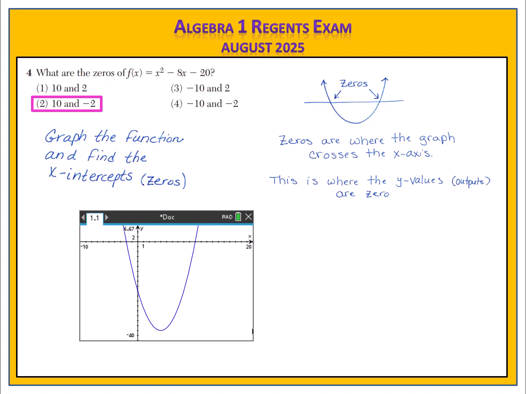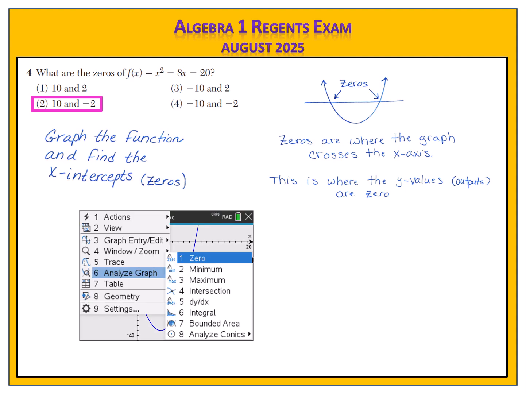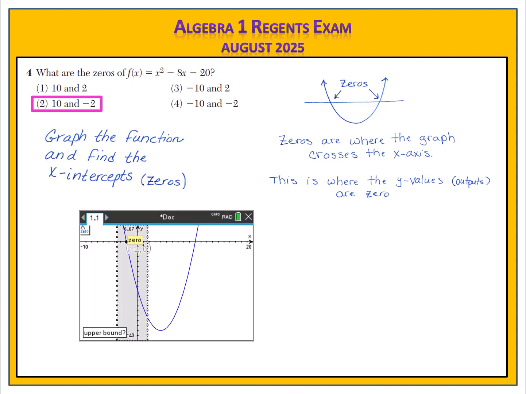There are 2 zeros on this function. We'll use the menu, Analyze Graph, and then 0. The calculator will give you the finger with the dashed line so that you can shade over each of the zeros one at a time. You have 2 zeros, -2, 0, and 10, 0. The x values are the zeros of the function, so our zeros are 10 and -2.